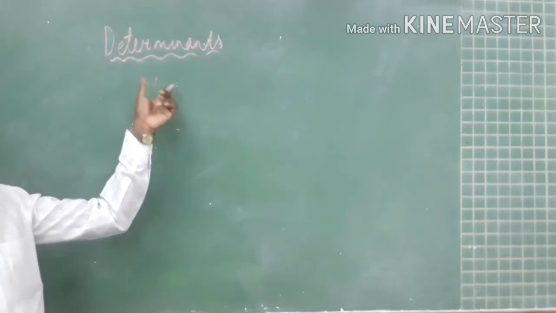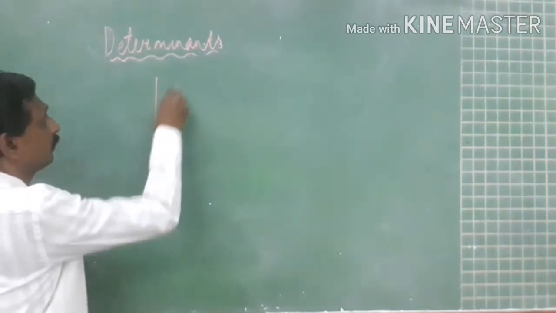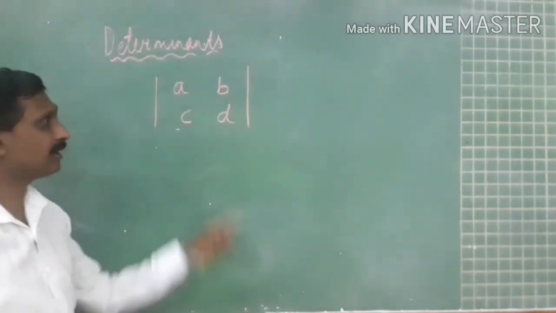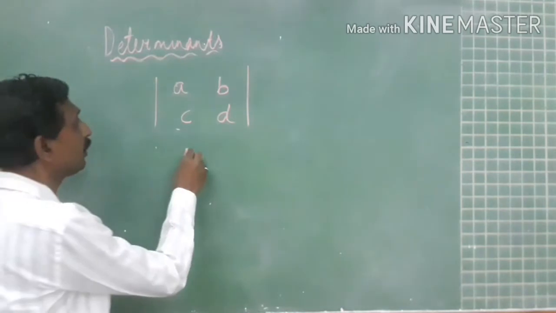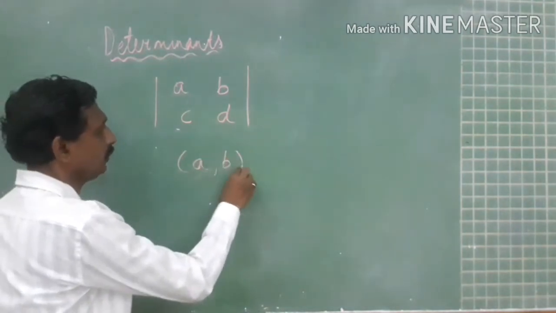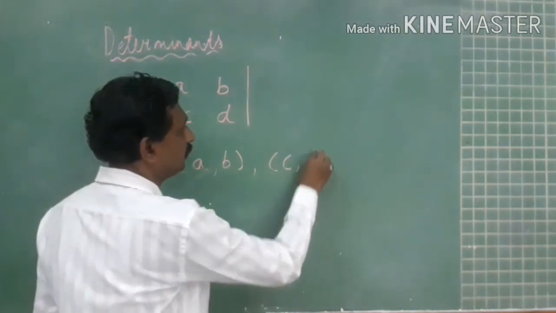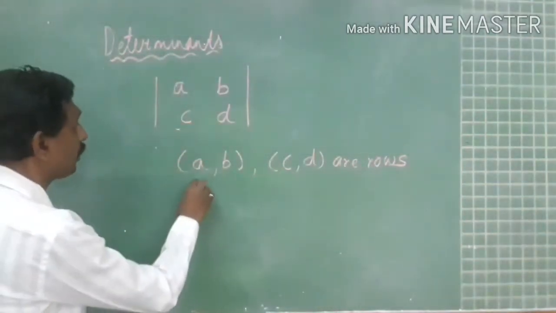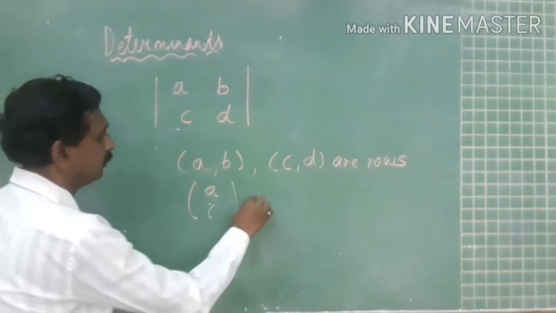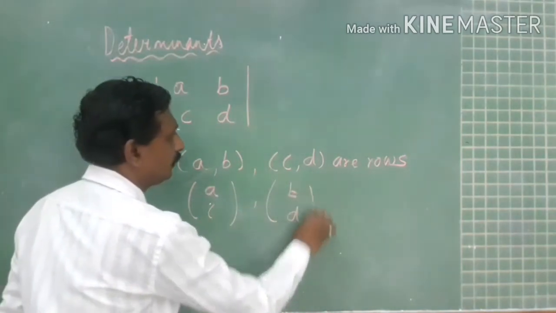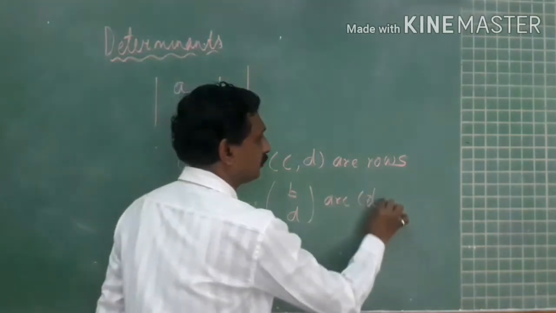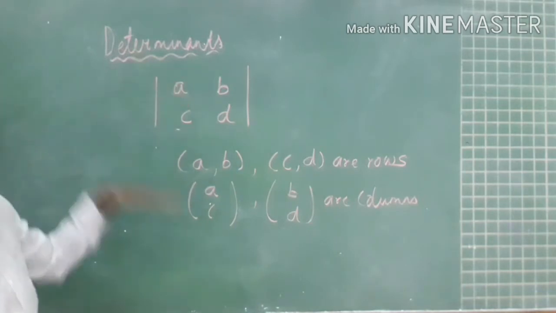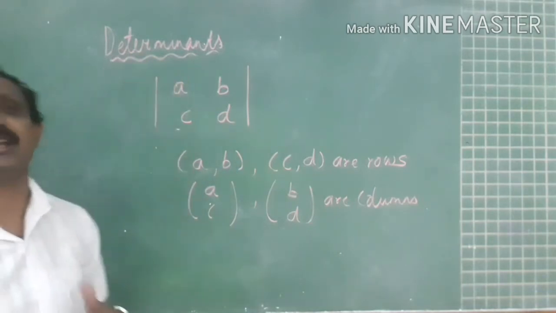Let's start the topic determinants. A, B, C, D. This is a determinant. A, comma B, comma C, comma D are rows. A, C, comma B, D are columns. Now if you see here, this determinant has got 2 rows and 2 columns.